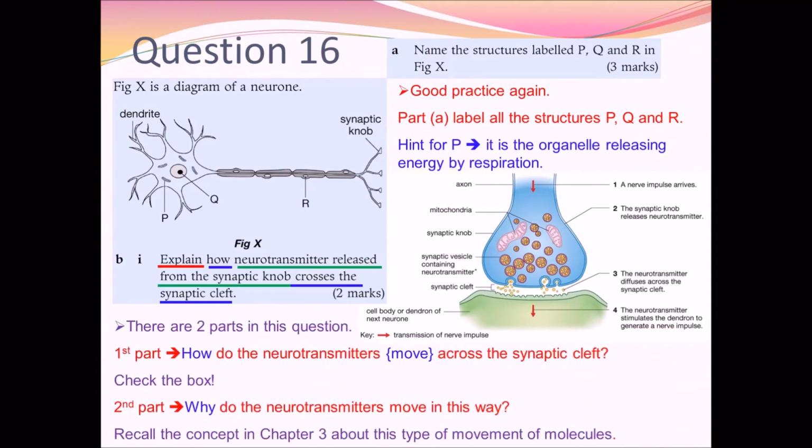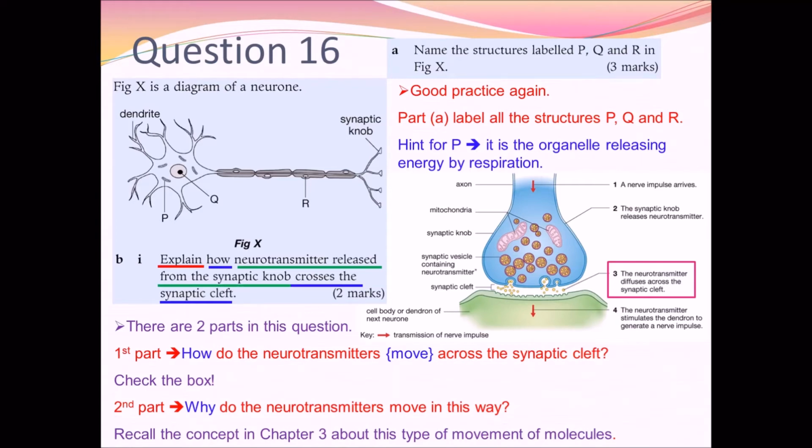The first part is: how does the neurotransmitter move across the synaptic cleft? So you can check the box in this diagram. This diagram you can find in the book. So how do they move across the synaptic cleft? Any specific verb for us to use? And for the second part, because we need to explain how.